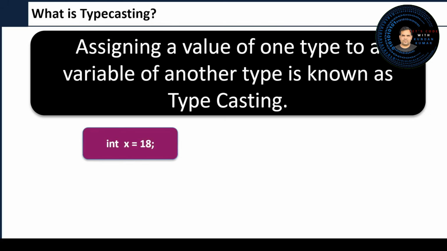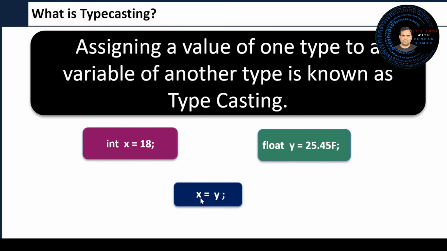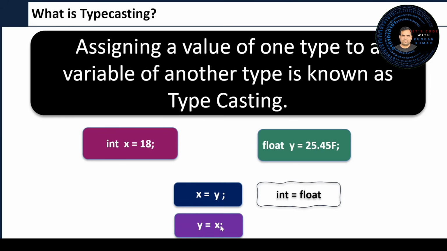Let's take an example. We have one variable, integer x, assigned 18, and we have another variable of float type, y equal to 25.45f. Here you can see x is being assigned the value of y, which is float, but x is an integer. You are assigning a float value into an integer. That is the meaning of typecasting: assigning a value of one type to a variable of another type. Float data is going to be assigned into the integer. Another example, y assigned x, where we are assigning an integer value into a float. This nature is called typecasting.